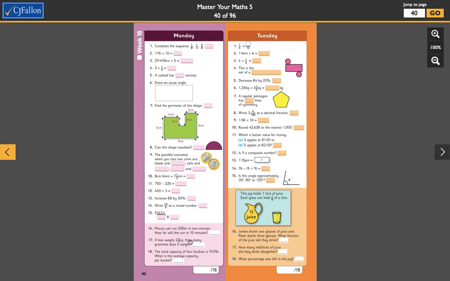A box weighs that. How many grams does it weigh? So you're changing the kgs to grams. Remembering there are 1,000 grams in 1 kg. 18. The total capacity for 4 buckets is this. What is the average capacity per bucket? So the total is this. So they added together the 4 buckets' capacities, the 4 of them, added them together to get this. The average then, how do we get it? We divide this by 4 to get the average.